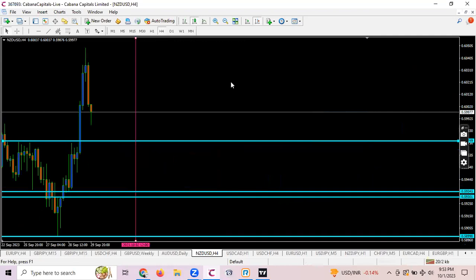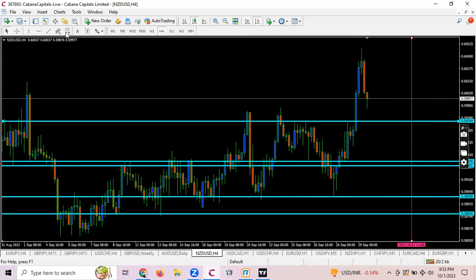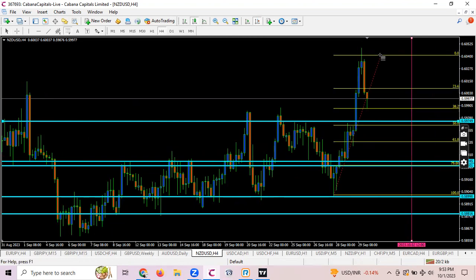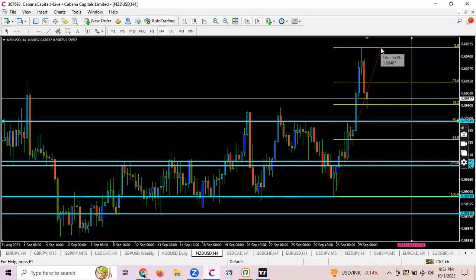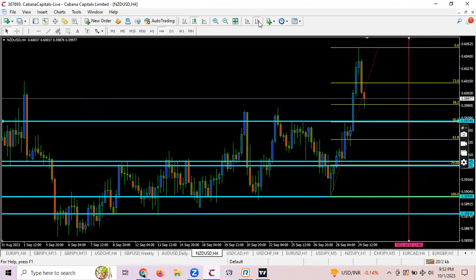This is H4. So let's get the Fibonacci tool. Take it from this swing low to swing high. Currently, price is at premium level, and you can't be buying from premium. You should be buying from a discount level. Anything below 50 is discount, so you cannot be buying above 50. Anything above 50 is premium. So you should wait for price to pull back to a discount level.